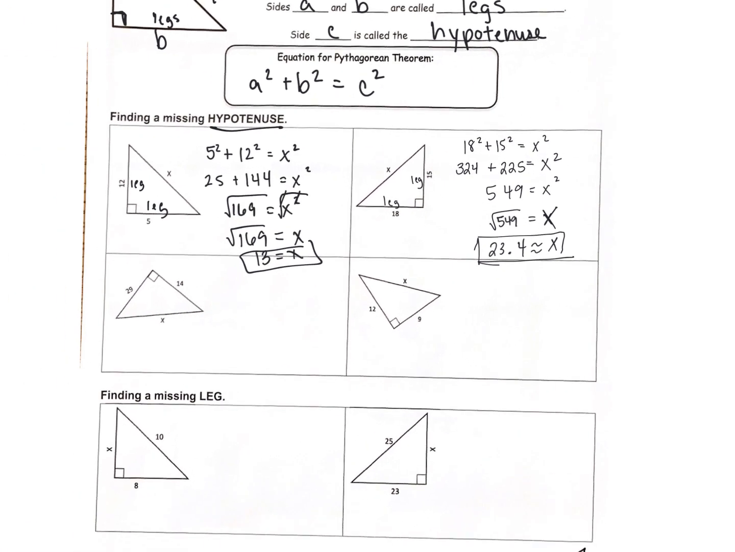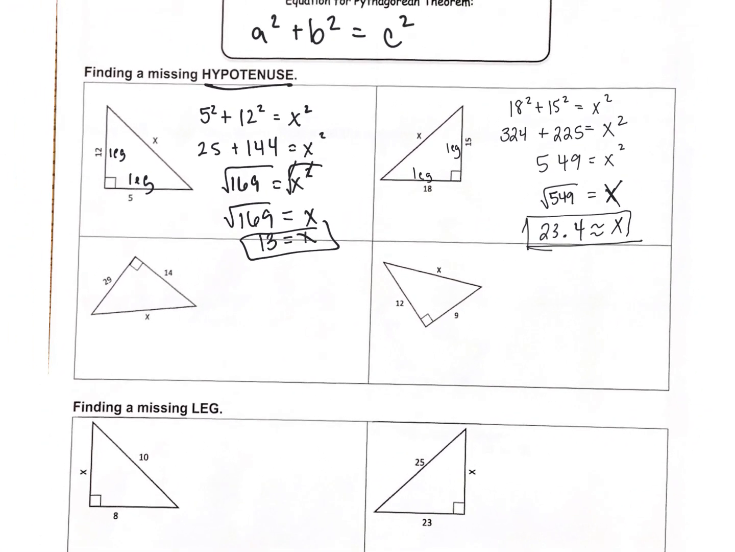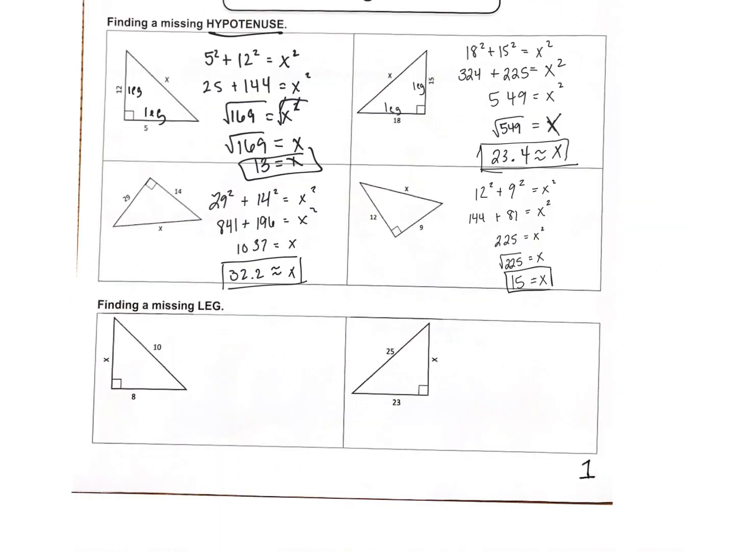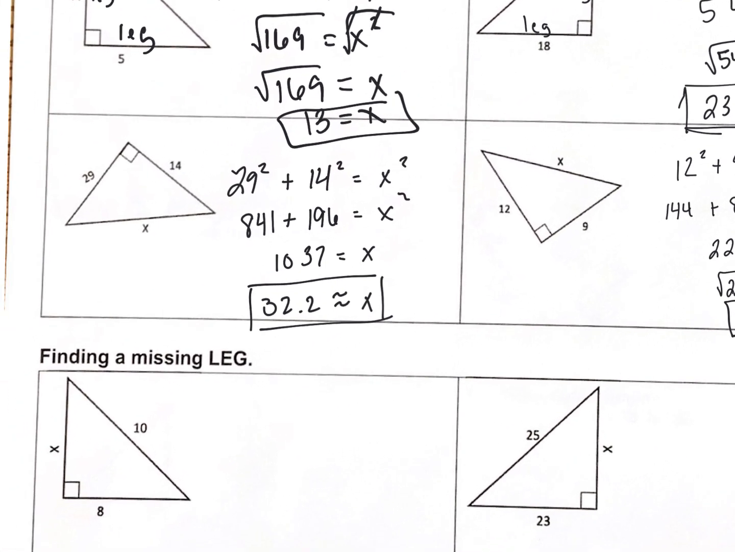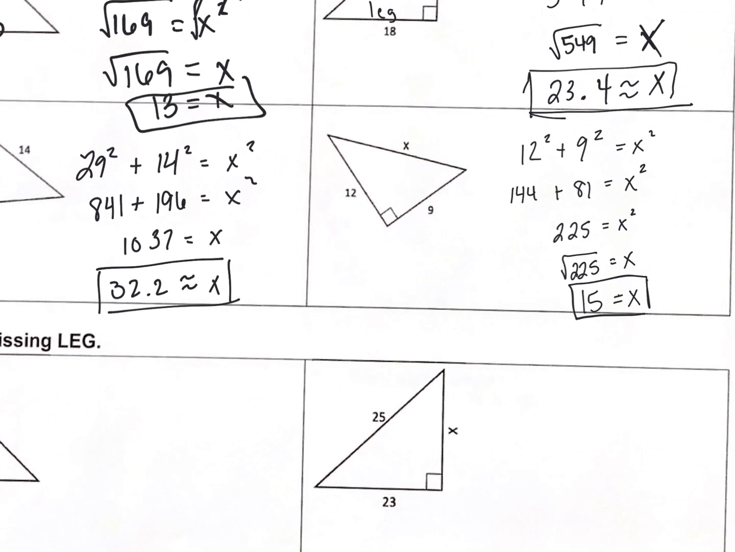All right, go ahead and try the next two. Pause the video, and then when you come back, it'll show you the answers. As you can see, for the first one, we got 32.2, and those were the steps that I took. Pause the video if you need to. And for the second one, I got x equaling 15, and there are the steps if you need to pause and look at how I got it.